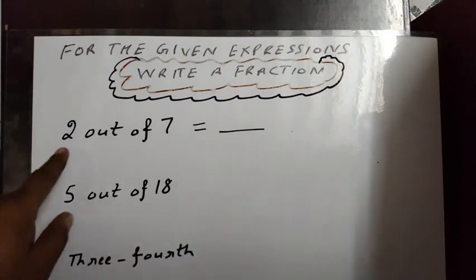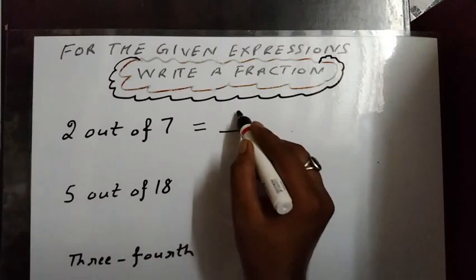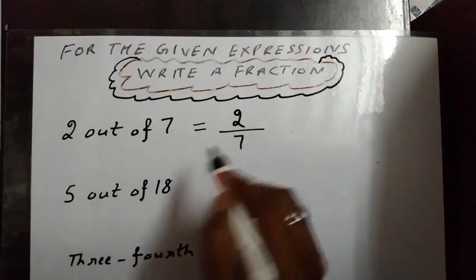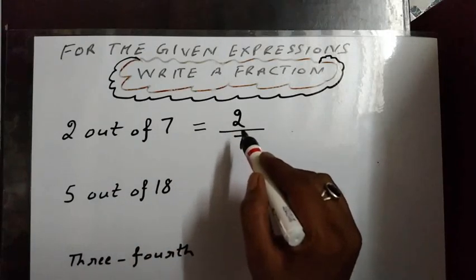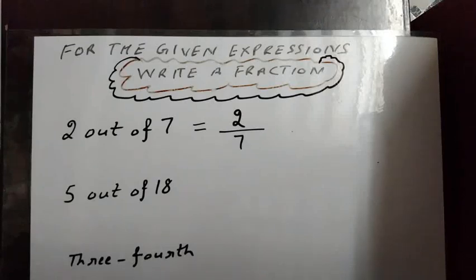So first of all I will have to draw a division bar. So our expression is 2 out of 7. So where will I write 2? I will write 2 on the upper side and I will write 7 on the downside. So this is the required fraction, 2 over 7. This is the required fraction for the given expression 2 out of 7. So I hope you understand this concept.